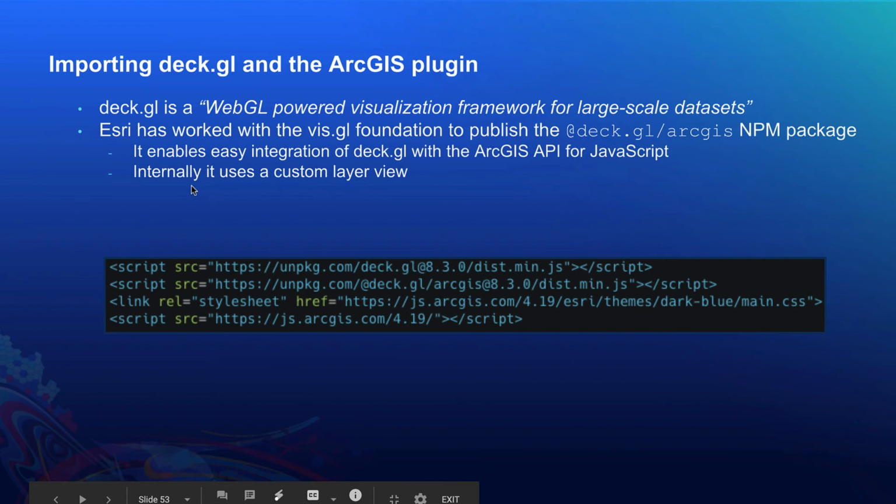Esri has worked with the Pixi.js Foundation to publish the deck.gl ArcGIS NPM package. This package enables easy integration of deck.gl with the ArcGIS API for JavaScript. Internally, it uses a custom layer view just like the ones we created in the previous samples. To use deck.gl, we import the main deck.gl module from the CDN, and then we import the deck.gl ArcGIS plugin and finally the JS API as usual.